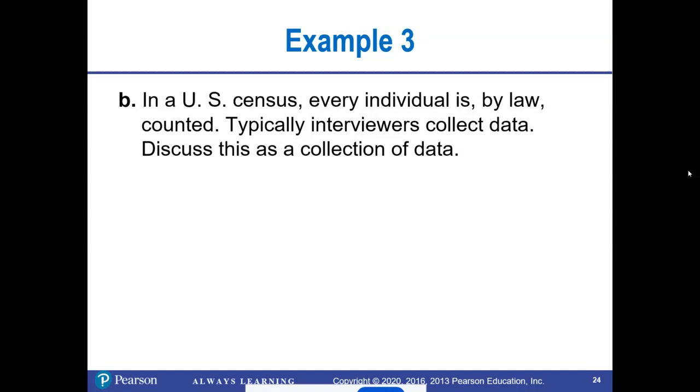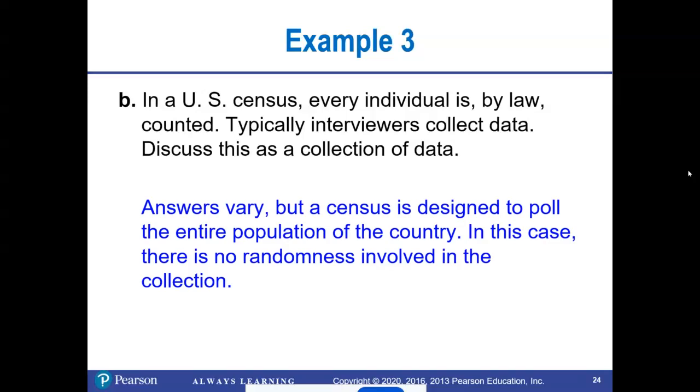Okay, in this next scenario, in a U.S. Census, every individual is by law counted. Typically, interviewers collect data. Discuss this as a collection of data. Okay, with the census, that is a survey that's designed to poll the entire population of the country. So in this case, there is no randomness involved in the collection. So we're not really looking at a sample, it's designed to poll the entire population.